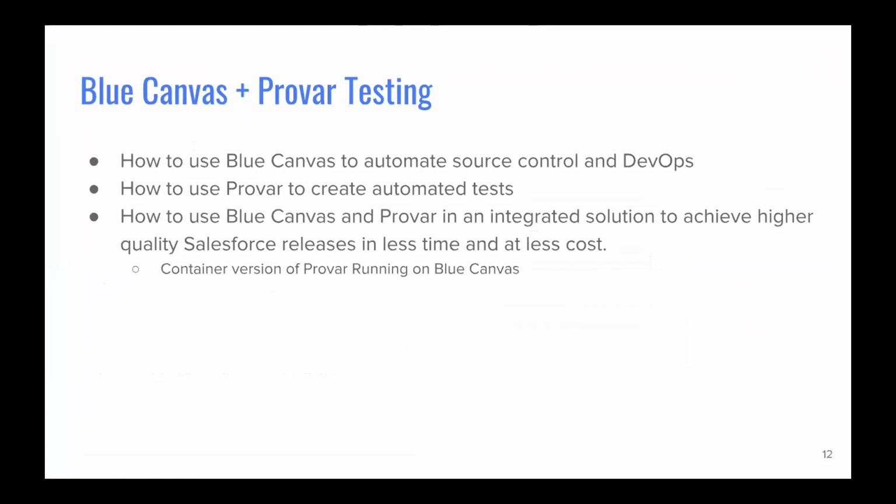So from a testing perspective, how does this help? What we're going to do is introduce a way to let you use Blue Canvas to automate the process of managing your source control and DevOps process. It lets you use Provar to run your automated tests as part of this process, and then how to make this an integrated thing that truly lets you get your Salesforce releases out faster and cheaper.